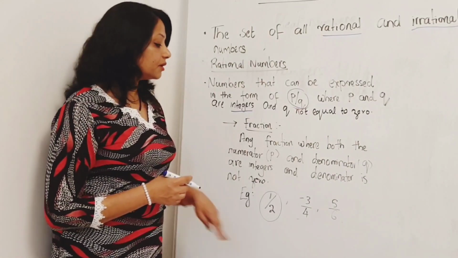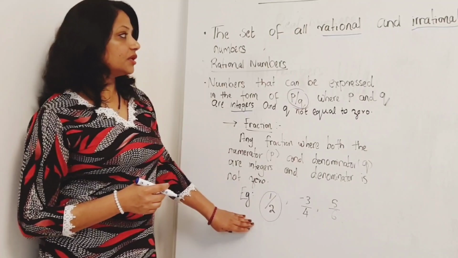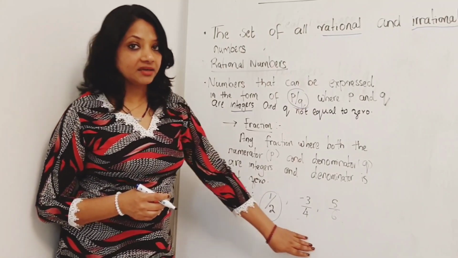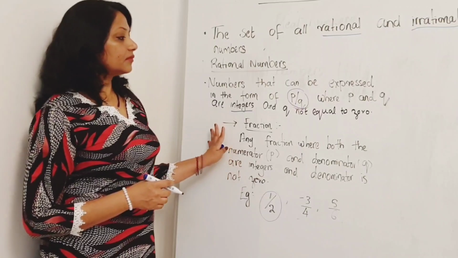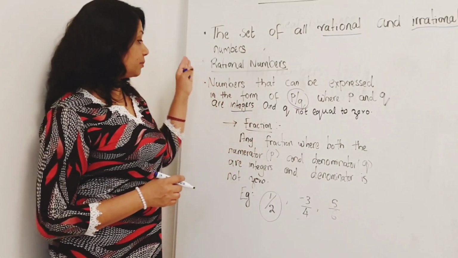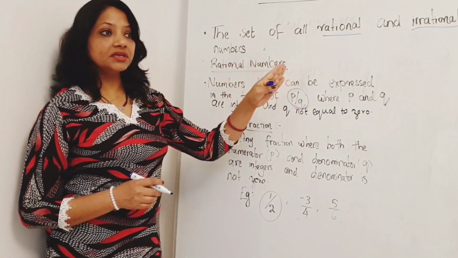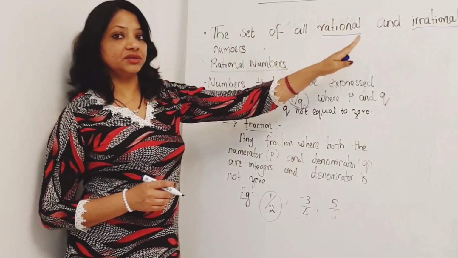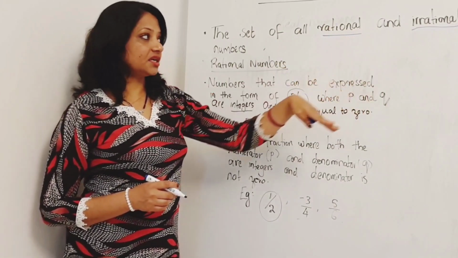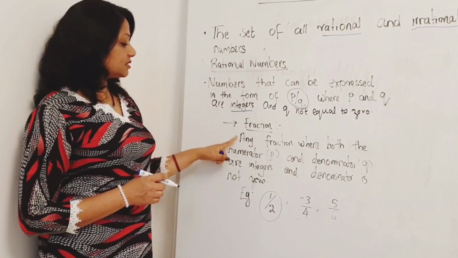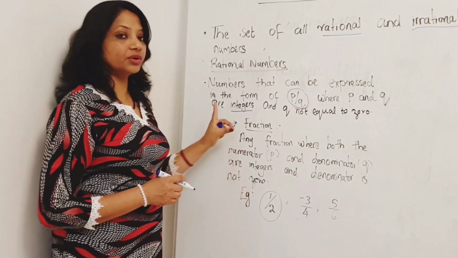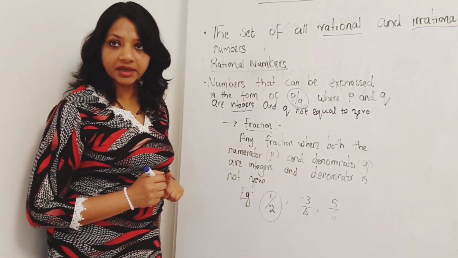We'll see more examples of rational numbers. I'm going to show you another example. Hope you understand this part: what real numbers are, and that real numbers can be divided into rational and irrational. I'm showing the rational numbers with some examples, and I'll show you other examples too.